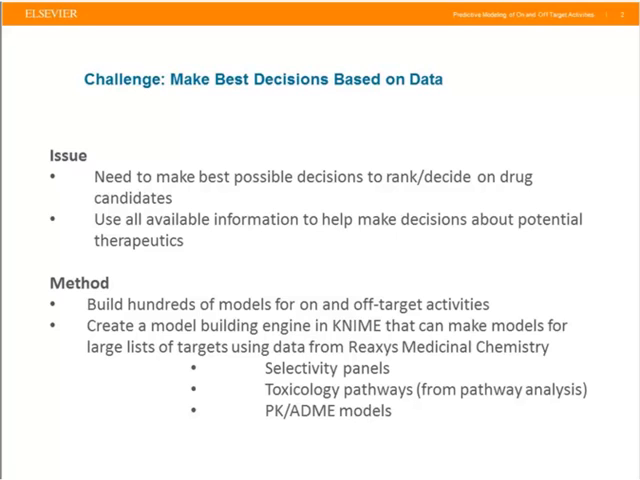So to do that, I'll describe a model building engine. I used KNIME. There are other tools that one could use, but KNIME is very convenient to make models for large lists of targets using data from Elsevier's Reaxys medicinal chemistry. So the kinds of models you can make are selectivity panels that I'll show you. Actually, kinase panels is what I'll be looking at today, but it's not really limited to any particular target type.